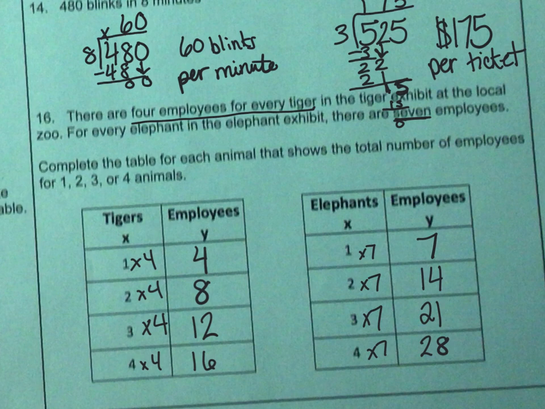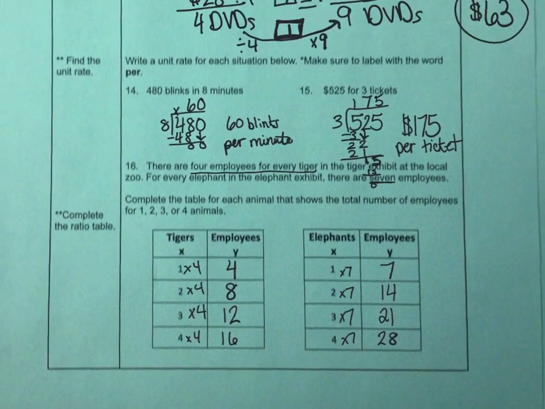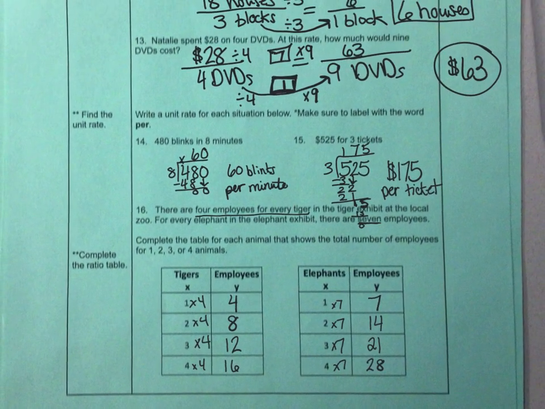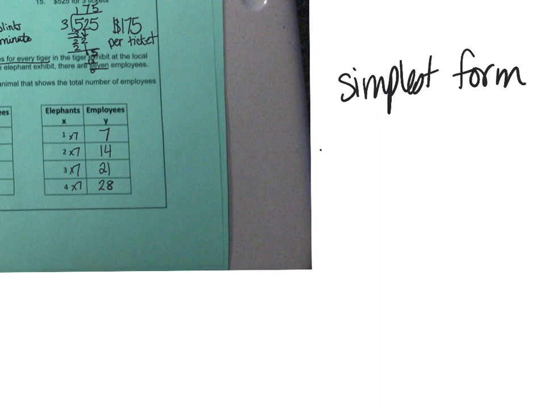So anything you got wrong or any work you missed should now be completed in red. Okay? Remember for your test tomorrow, yep, your retake is tomorrow, that you need to write all your ratios in simplest form. Remember, if they are equivalent, you want to simplify.